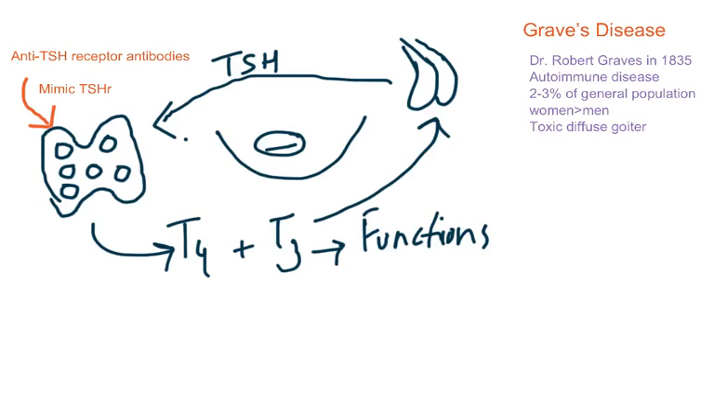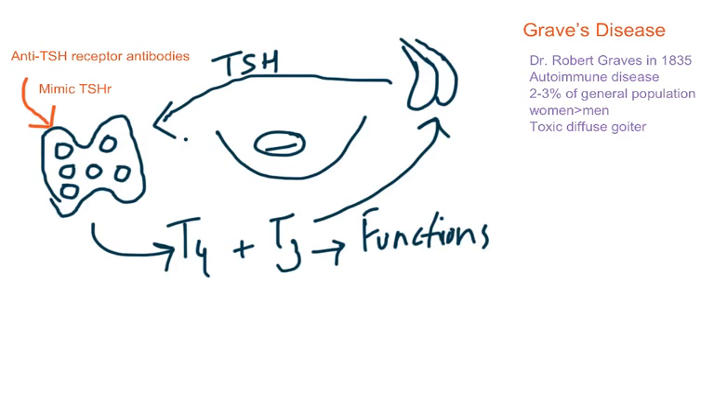Now let's discuss Graves' disease. It is named after Dr. Robert Graves, who discovered it in 1835. It is an autoimmune disease. It is present in 2 to 3% of general population. It is more common in women, and it has a diffuse goiter as compared to toxic multinodular goiter.